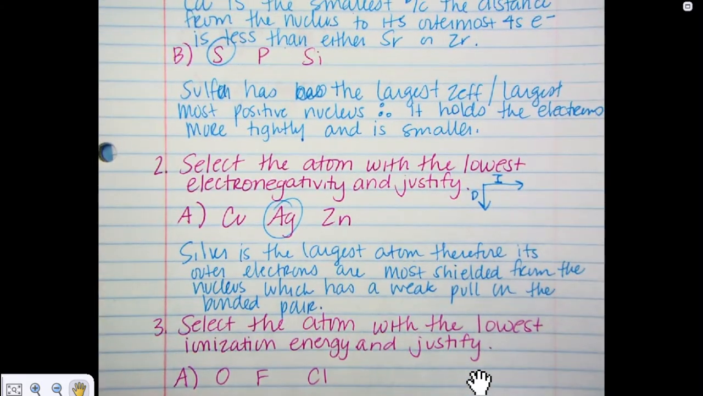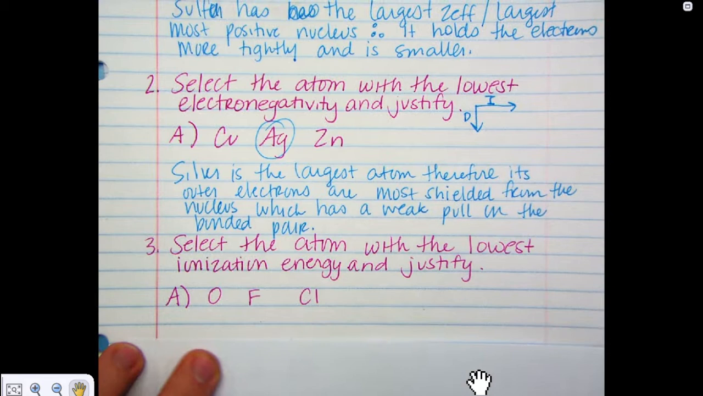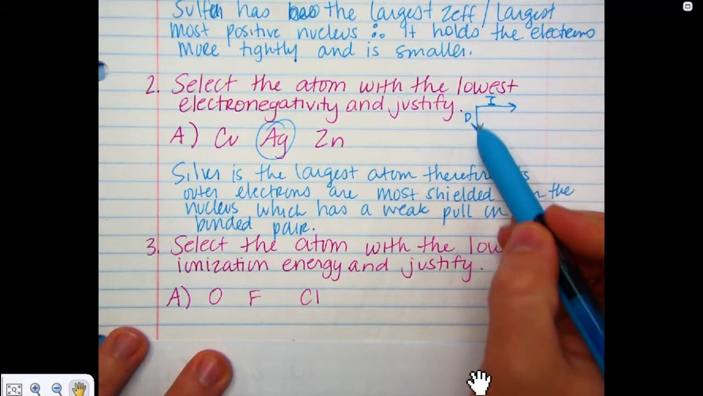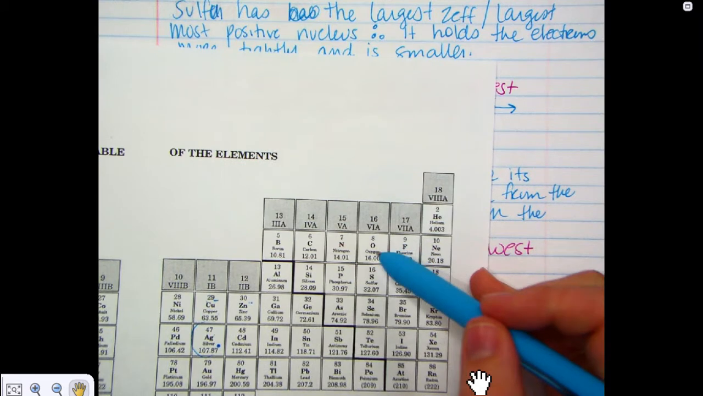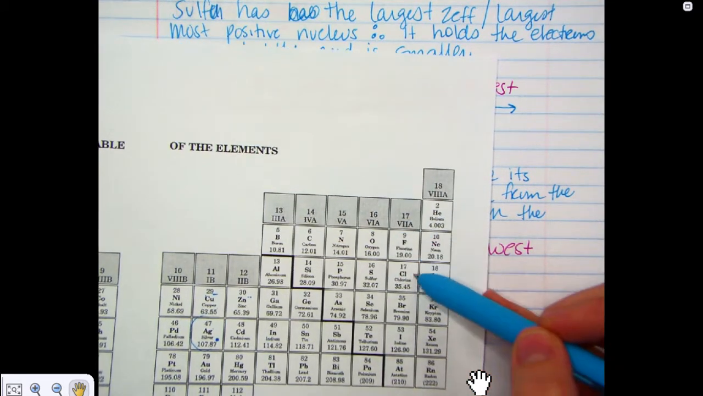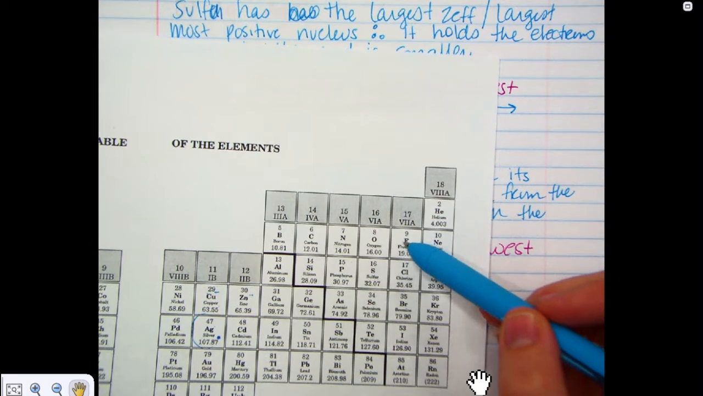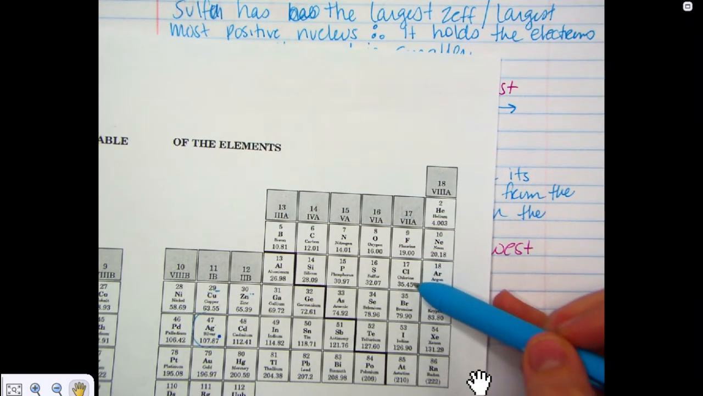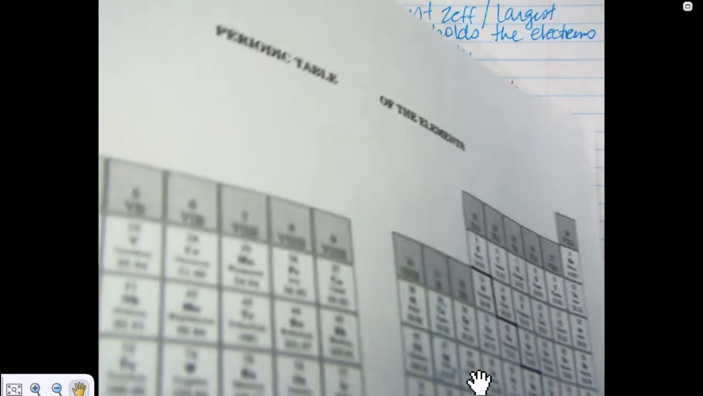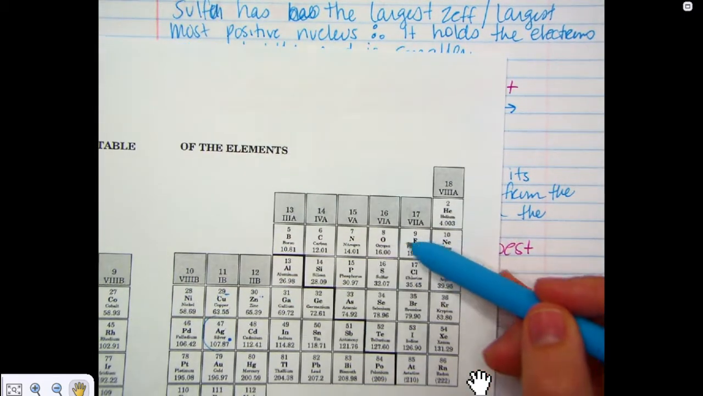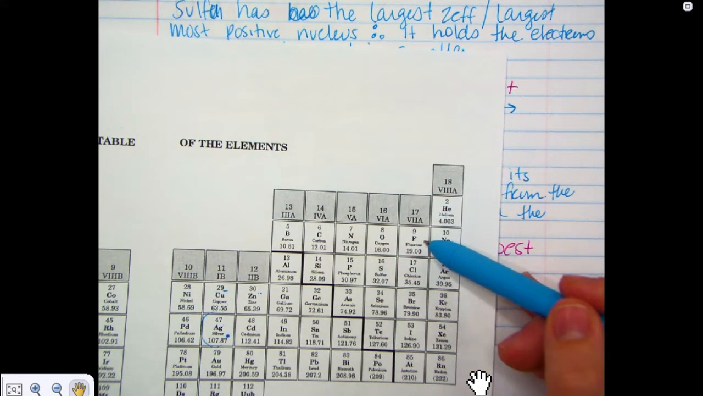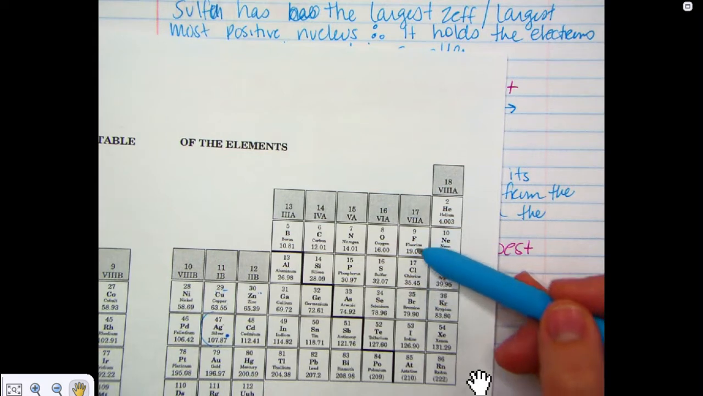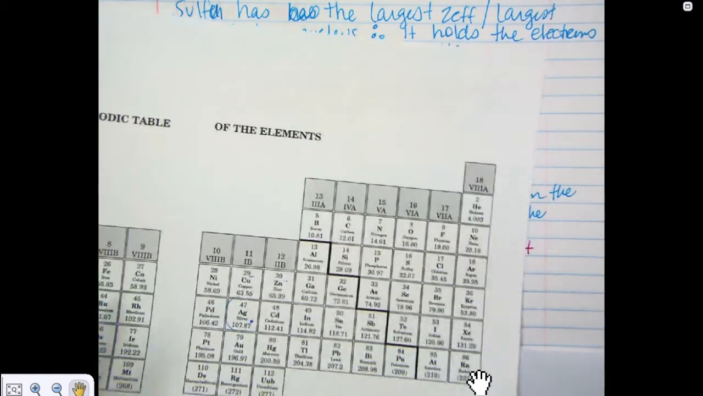Select the atom with the lowest ionization energy. Well, remember that ionization energy is going to follow the same trend that we see here for electronegativity. So oxygen, fluorine, and chlorine. So this little corner right here. Who's going to have the lowest electronegativity? I'm sorry, it's not electronegativity, it's ionization energy. Who's going to have the lowest ionization energy? As I go across, it increases. As I go down, it decreases. So the lowest one is going to be chlorine.